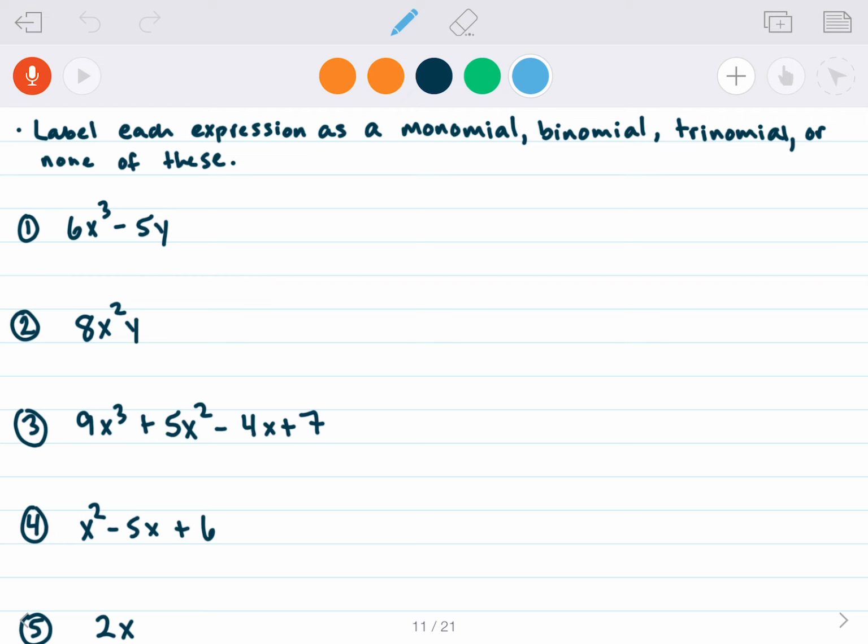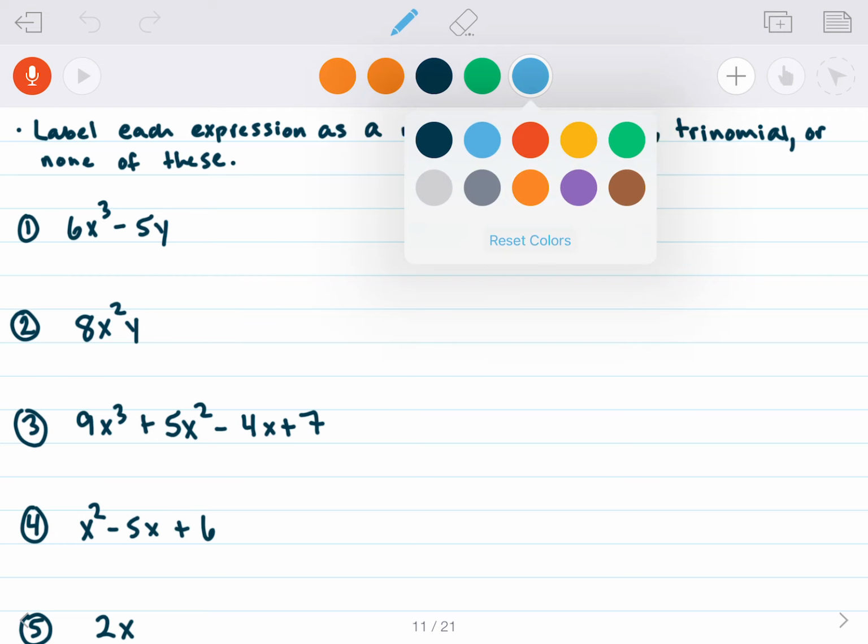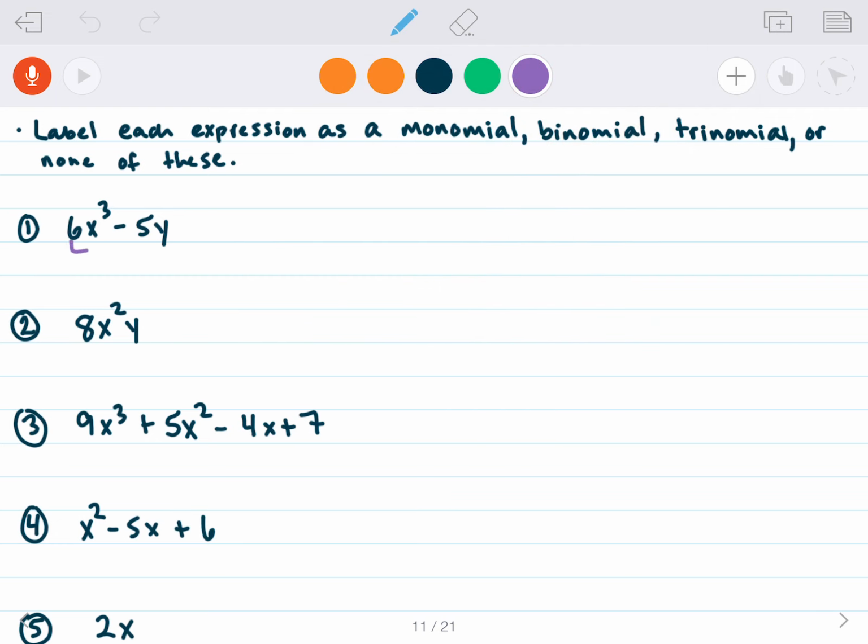So let's practice labeling each of these expressions as a monomial, binomial, trinomial, or none of these, okay? So the first one, we have this guy and we have this guy. So we have two things stuck together with multiplication. Remember, there is an implicit plus sign right here, okay? So this is 6x cubed plus negative 5y. So this is two terms, okay? So that means it's a binomial, right?